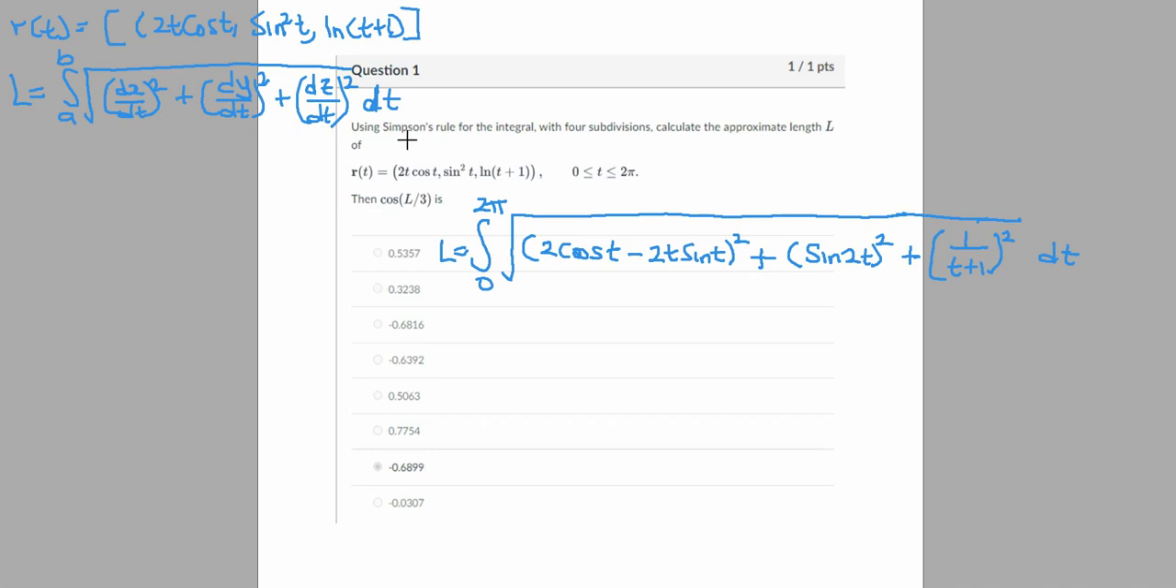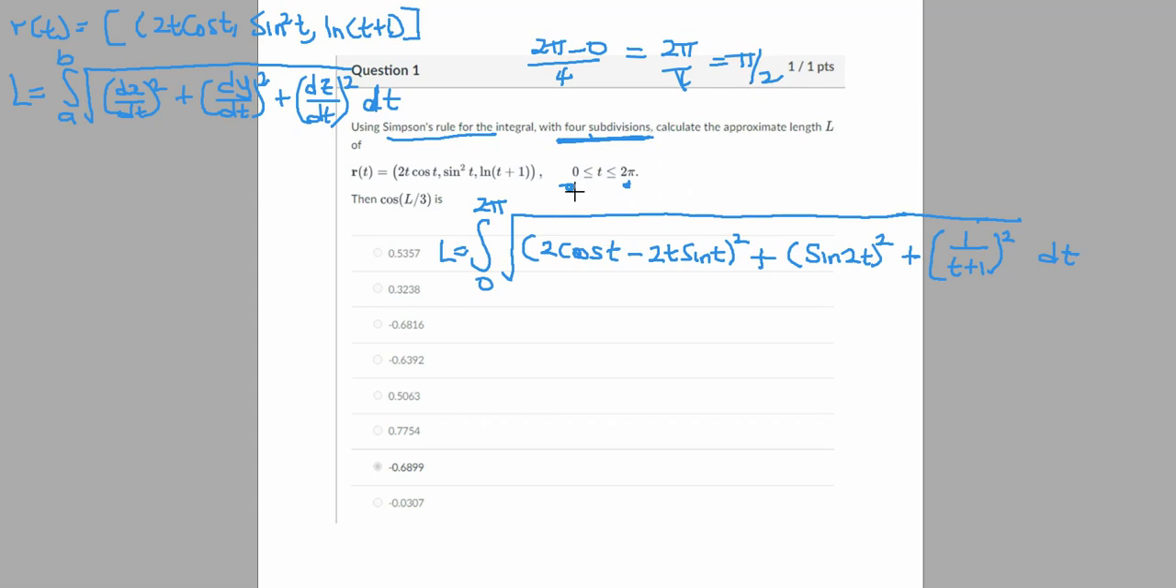Now we have to use Simpson rule to evaluate this integral, and we have to use 4 subdivision. So for you to use 4 subdivision, you have to divide from 0 to 2 pi by 4. So that's 2 pi, the maximum range minus the minimum range, divided by the 4 subdivision. So you're going to have 2 pi over 4, which is pi over 2. That means each interval is pi over 2.